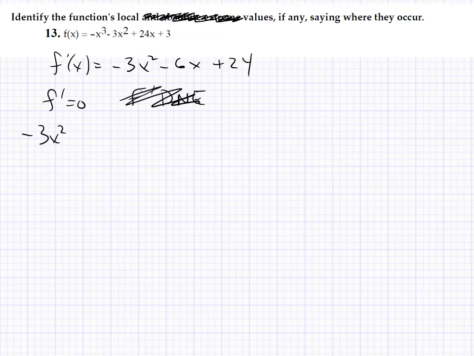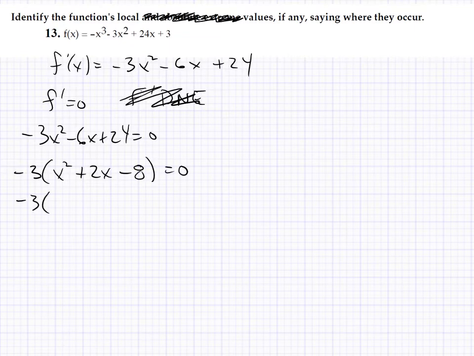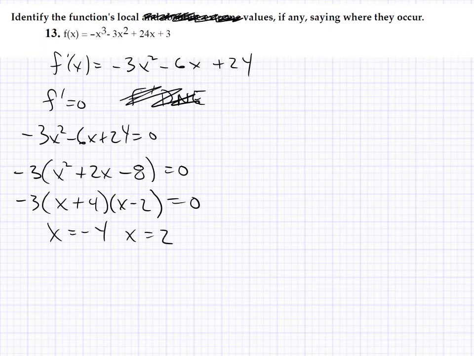So minus 3x squared minus 6x plus 24 equals 0. That's a quadratic equation. Solve it however you want. Quadratic formula, factoring, completing the square, whatever will work. In this case, I'm going to factor out a negative 3. And that's going to give me x squared plus 2x minus 8. And then I'm going to factor as x plus 4, x minus 2. And so that tells me x equals negative 4 and x equals positive 2. So I have two critical values.